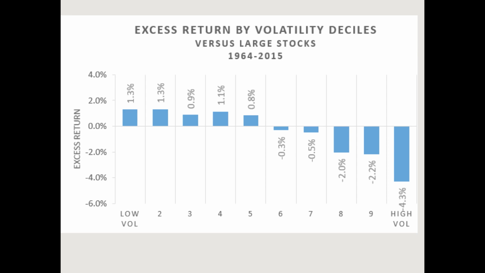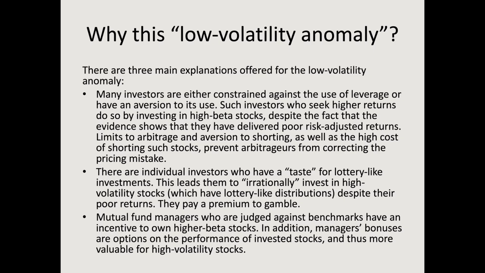Now, I'm not going to ask you to memorize these or recite them in any way, but there are three main explanations for it. These are a little bit beyond where we want to go in this class. Right? Most investors are constrained against the use of leverage, borrowing against their stocks or their investment portfolios. And therefore, to seek higher returns, they invest in higher beta stocks, basically higher volatility stocks, despite the fact that the evidence shows that these stocks have delivered poor returns on average.